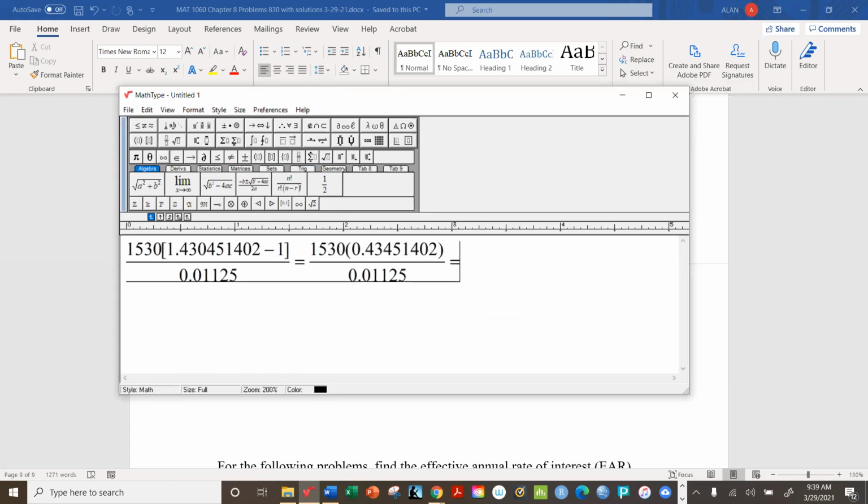Okay. So in the numerator, we have 658.5906457 over 0.01125. And that's going to give us roughly 58,541.39, let's say. That should do it.